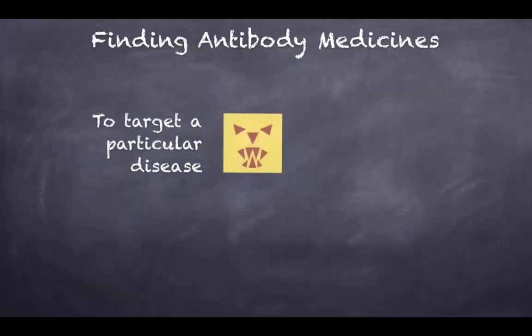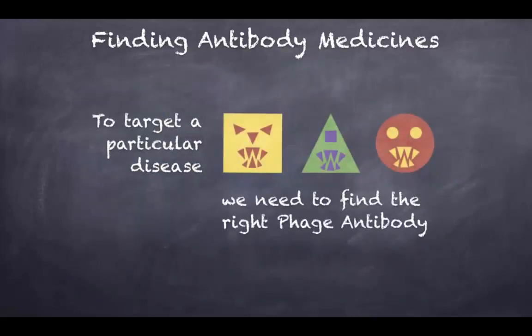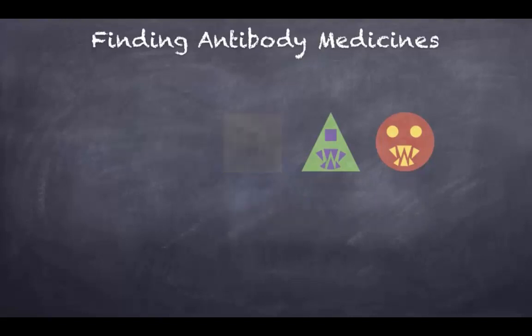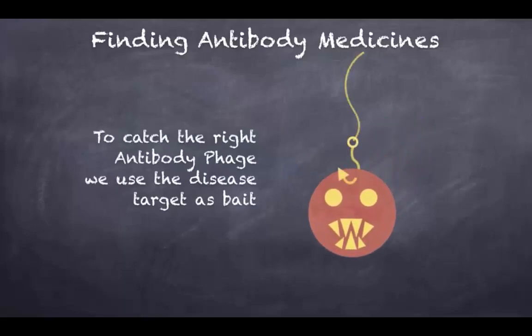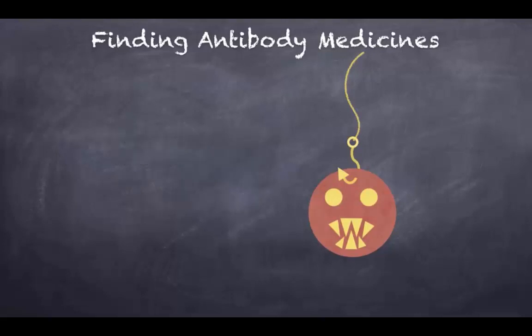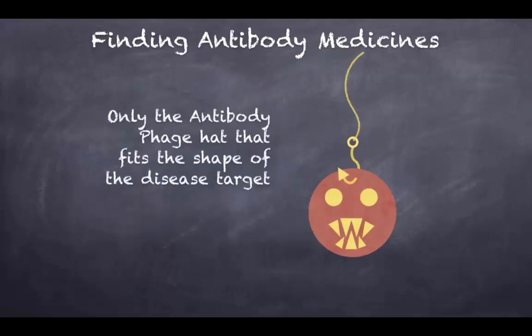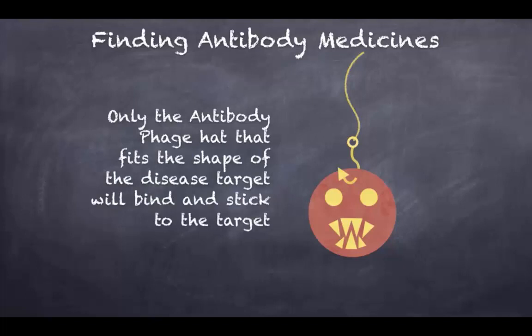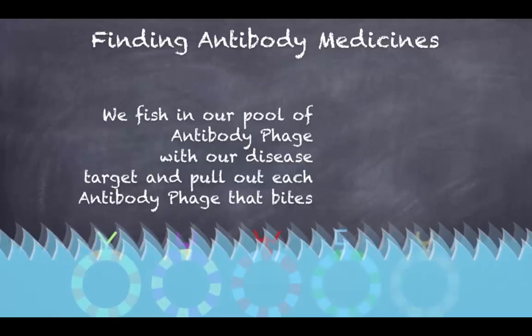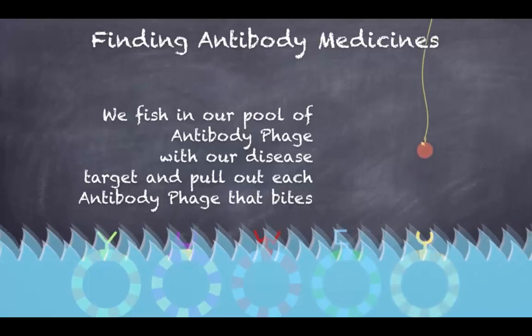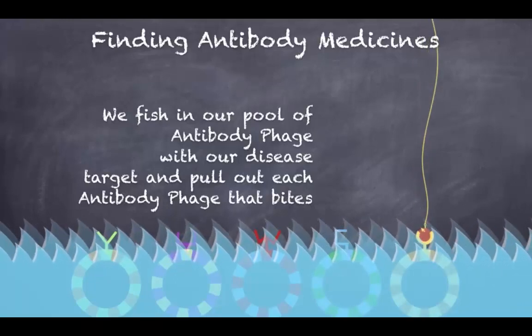To target a particular disease molecule, we therefore need to find the right phage antibody from our library. For example, if we want to find an antibody to this orange one, we can use it as bait, like a fly on a fishing rod. Only the antibody phage that has a hat which can fit the orange shape will bind and stick to the target molecule. We can fish in our pool of antibody phage with our disease target and pull out each antibody phage that bites on our bait.